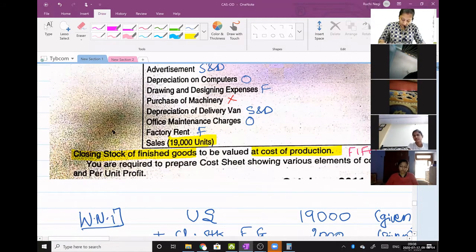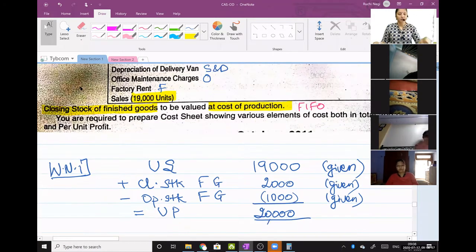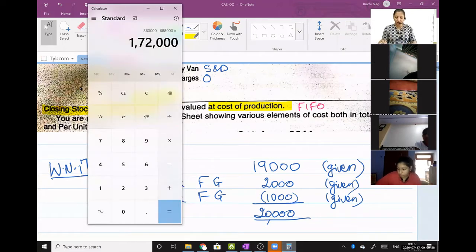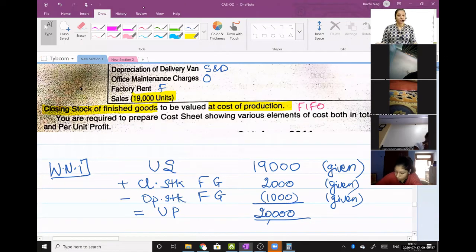That is always the first part. So working note number one, calculation of units produced. Units sold, 19,000 is given in the question. Plus closing stock of finished goods, 2,000 given in the question. Less opening stock of finished goods, 1,000 given in the question. Is equal to units produced. Calculate, and this you can even do it orally. 19 plus 2, 21, 21 minus 1, 20. It is 20,000. Okay, so 20,000 units produced.